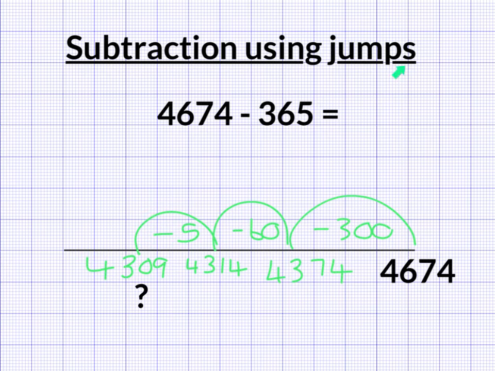Here we're looking at subtraction using jumps. Remember, with subtraction, the largest number is always at the start. So we're going to put the largest number, 4,674, here, and we're going to count backwards to get to our answer. So we're going to jump back 300, 4,374, jump back 60, 4,314, jump back 5, 4,309 is your answer.